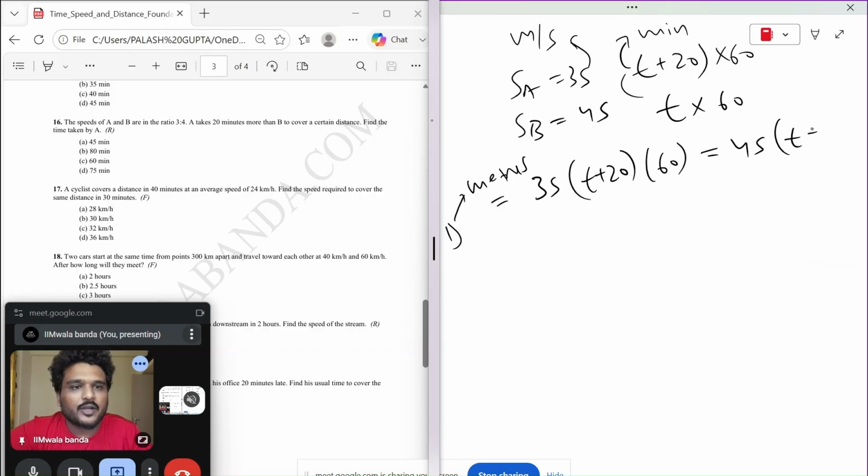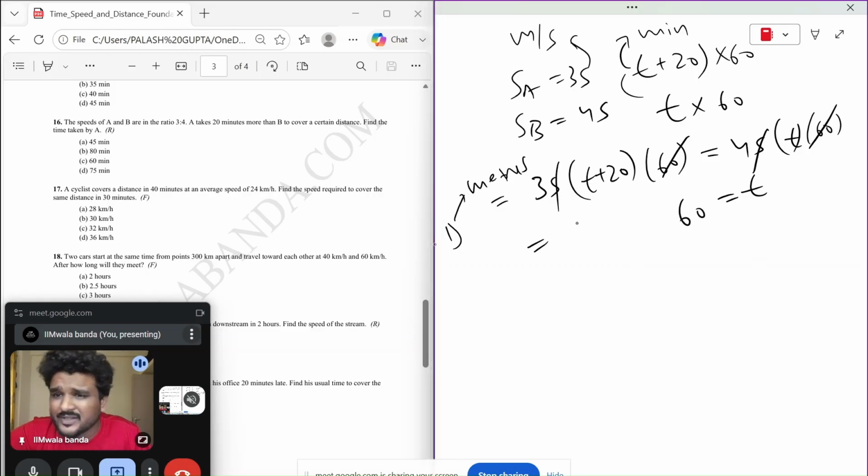4s into t into 60. So you saw the 60 getting cancelled. That's what I was telling. And because it was 3s and 4s, s got cancelled. So you could have directly taken 3 and 4 also because it's a ratio, but it comes with practice. 4t minus 3t becomes t, 3 into 20 becomes 60. So we know t will be 60. But what is it that we needed to find? Time taken by A. Time taken by B was t. Time taken by A was t plus 20. See, that's how it can become a silly mistake. So the answer will be 80 and not 60.